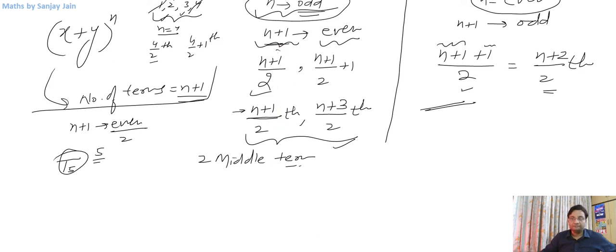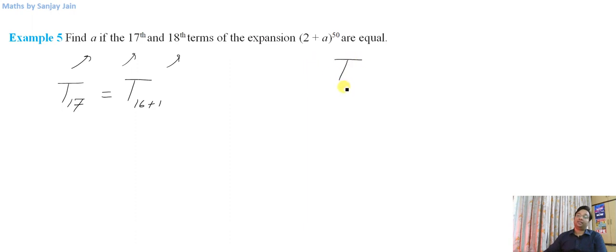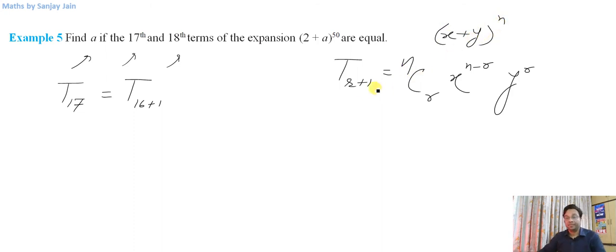Let's move to the question. So let's think about this question. Find a if the 17th and 18th terms of the expansion are equal. When we are talking about the 17th term, T17 is nothing but T16 plus 1, because the expression for the general term is T(r plus 1), which is nCr x raised to power n minus r, y raised to power r, when we are talking about the expansion of (x plus y) raised to power n. This is the general term. So for the 17th term, r will be 16.